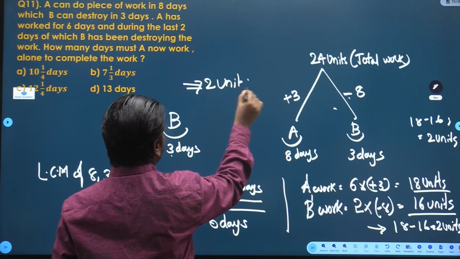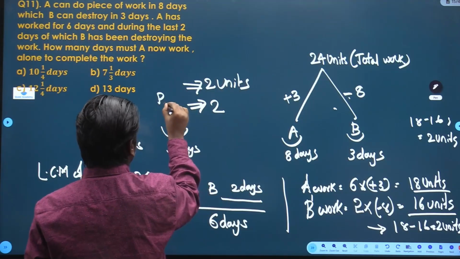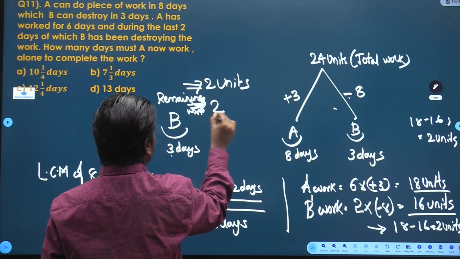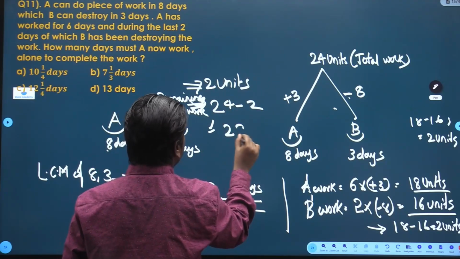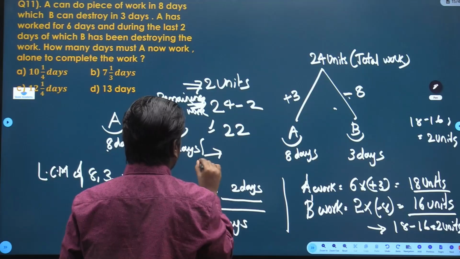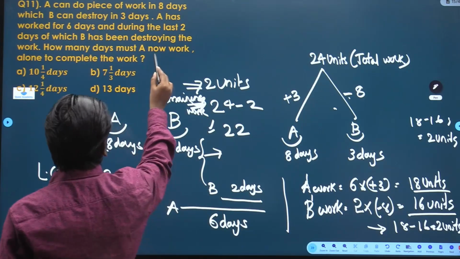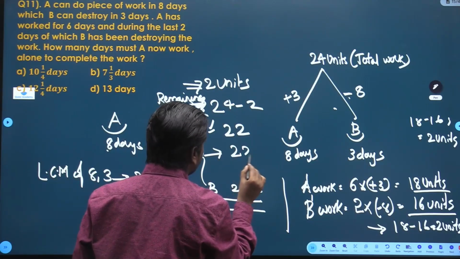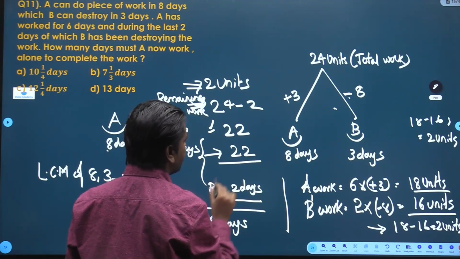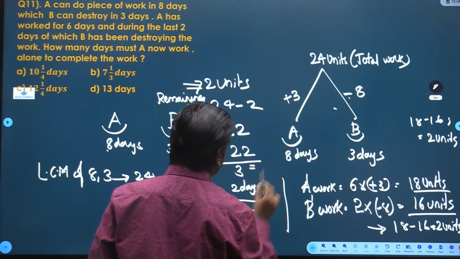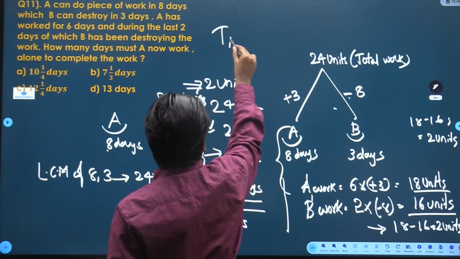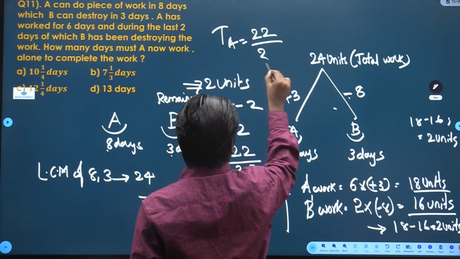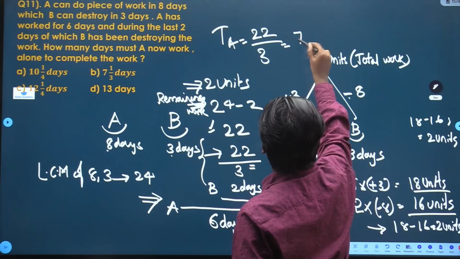So what is the remaining work? Remaining work is 24 minus 2, that is 22 units of work. Now it has to be done. How many days must A now work alone to complete the work? So 22 units are remaining, divided by the efficiency of A, which is 3. So the time taken by A is 22 units of remaining work by its efficiency 3. So what is the answer? 7 1 by 3.